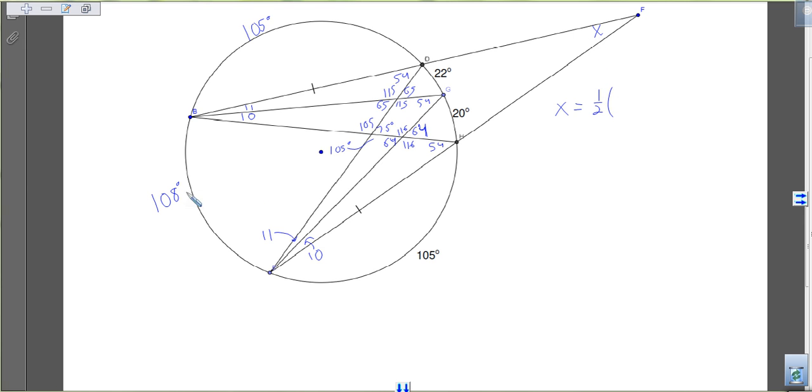Measure of that angle is equal to half of this arc minus that arc. So 108 minus that arc there is 22 plus 20. So that's 42. And I can go through and solve that out. Excuse me, this is a parenthesis. So that's 33.